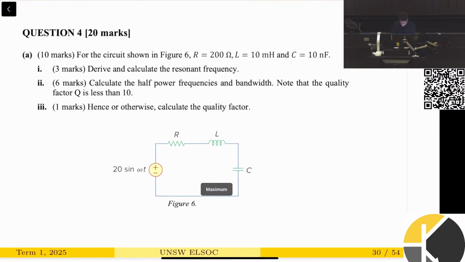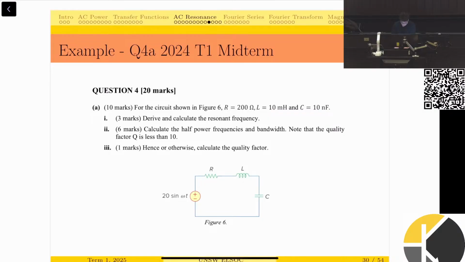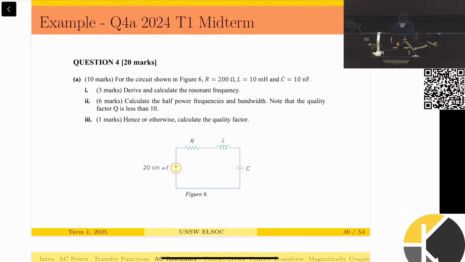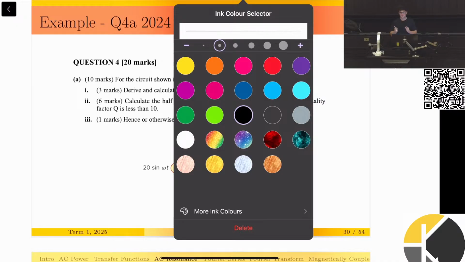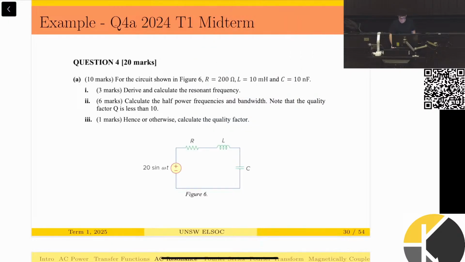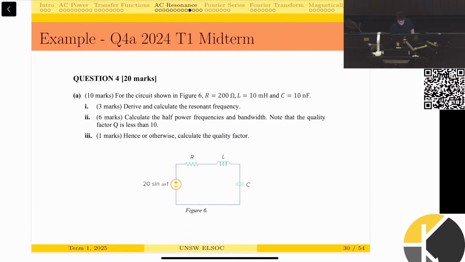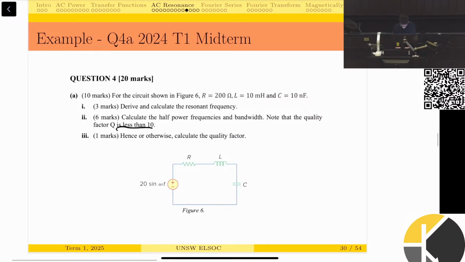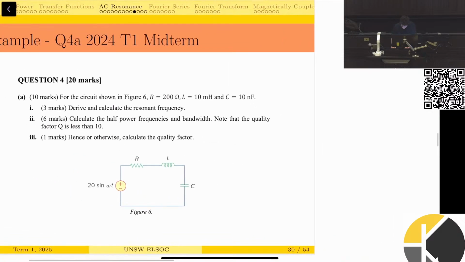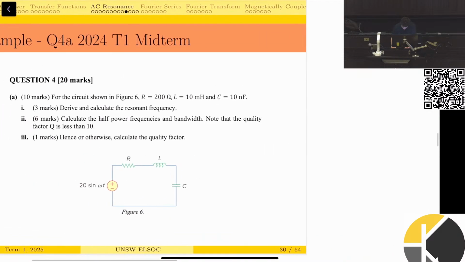So let me show you how this one works. You guys know the standard method of finding upper and lower cutoff frequencies, right? If Q is greater than 10. Yeah? We're going to do one where Q is less than 10. So that sounds like a lot of fun. Okay, now let's go through this problem. Part I. Okay, first part.